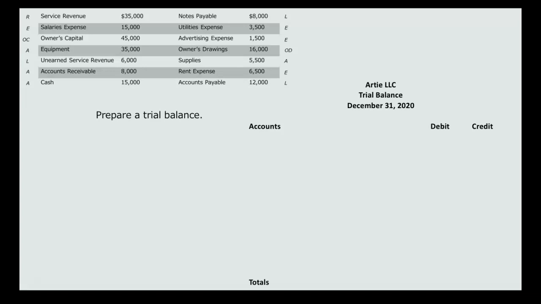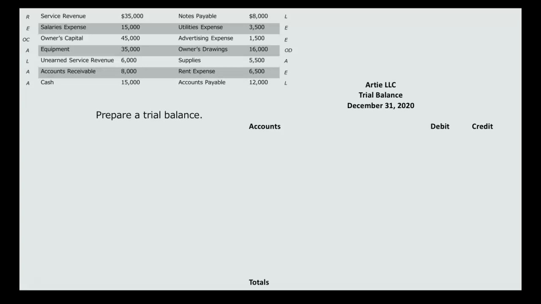So we are going to list our accounts now. Based off of the expanded accounting equation, the first type of account that we need to list are assets. We talked about earlier how those assets have to be listed in order of liquidity, so how quickly we can turn them into cash, which means cash is going to be the first one that we list.